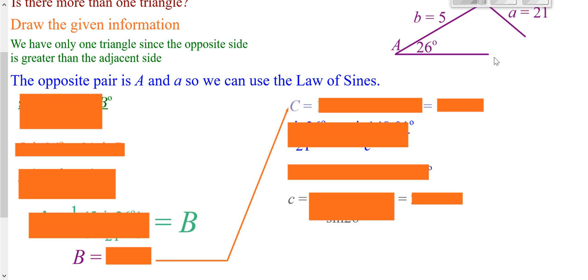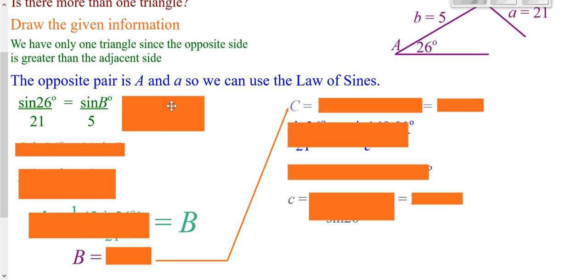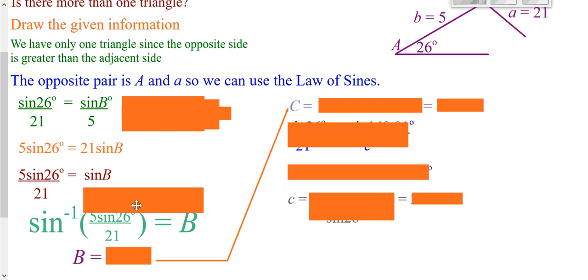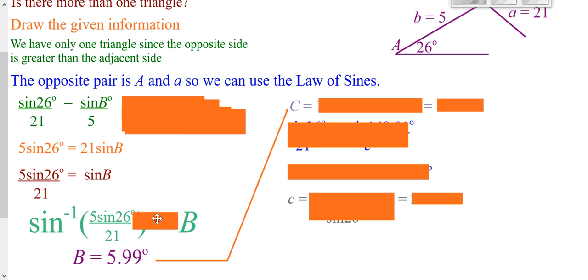We could extend this down, form a triangle. We have our opposite pair. If we have side B, we would then find angle B next. So we could go ahead and do our opposite pair equals sine of B over 5. We could go ahead and cross multiply, try to get the sine of B by itself by dividing by 21. Then we'd have to undo our sine, which would be a sine inverse. That's our calculator ready form. So therefore, we could then go ahead and find angle B.